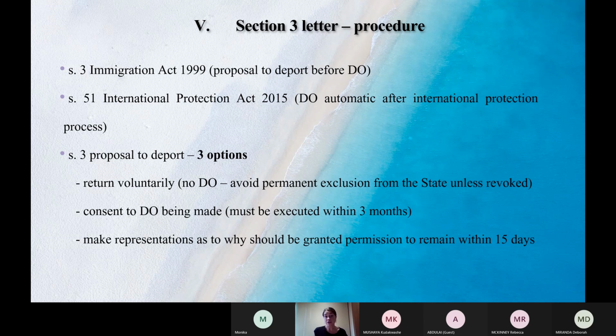Okay, so the Section 3 letter. Initially, Section 3 of the Immigration Act 1999 applied to all deportation orders. So that's where the Section 3 letter comes from.